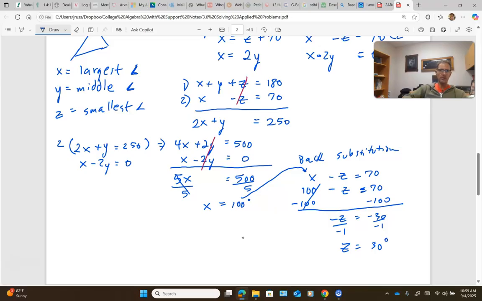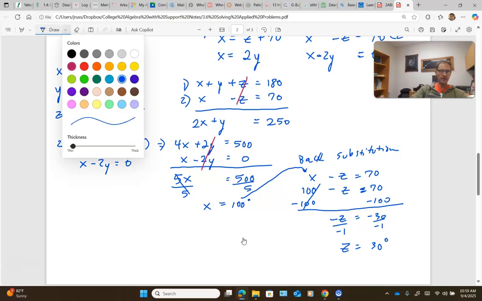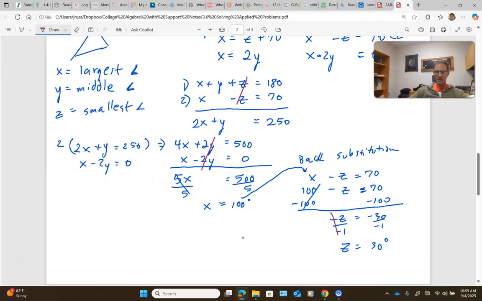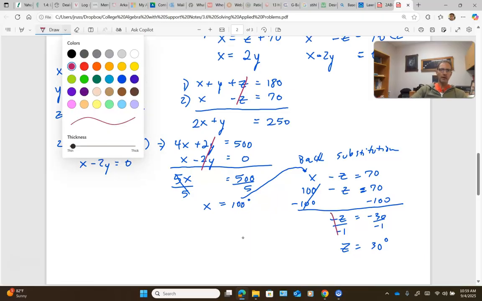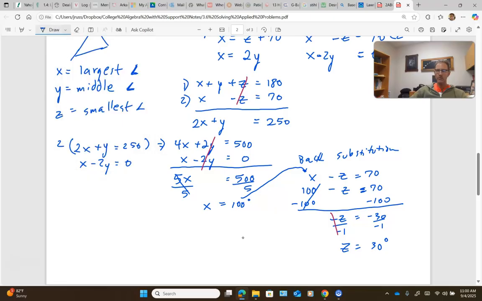And this makes sense. We want a positive. You always want to ask yourself, guys, are my solutions making sense in the context of this problem? Because if I came up with a negative, that wouldn't make sense. Okay, so now I know the value of my smallest angle. It's 30 degrees.